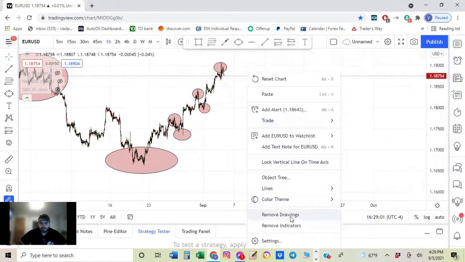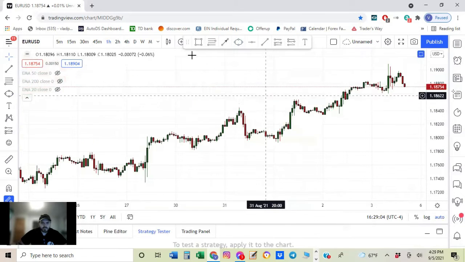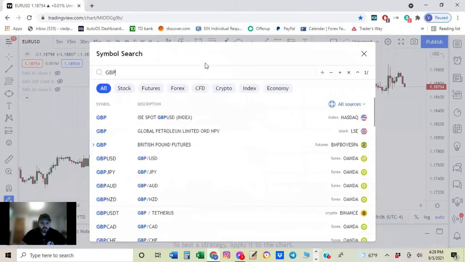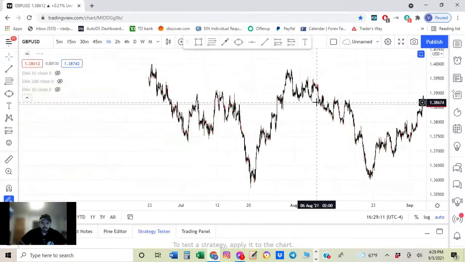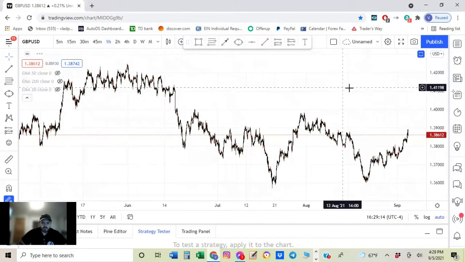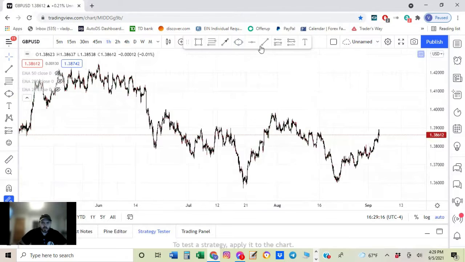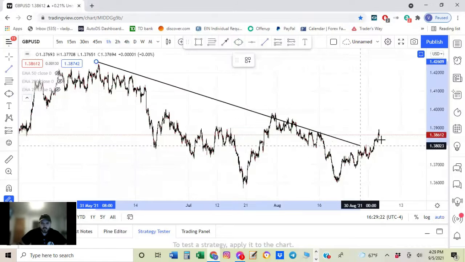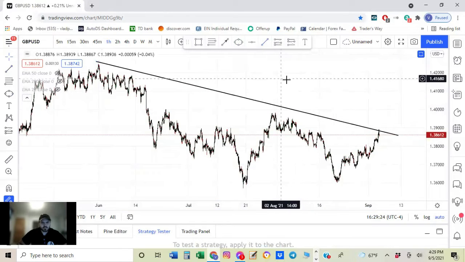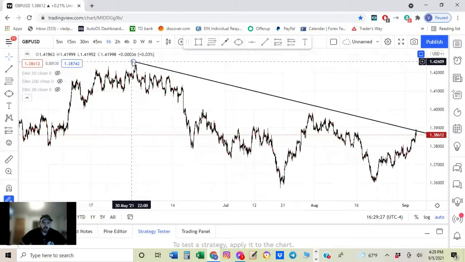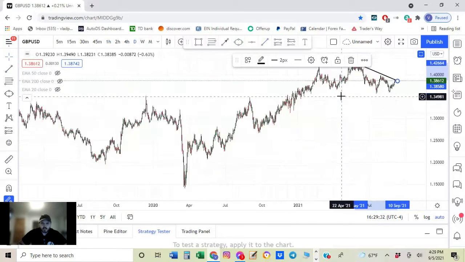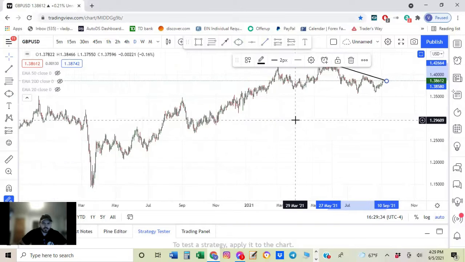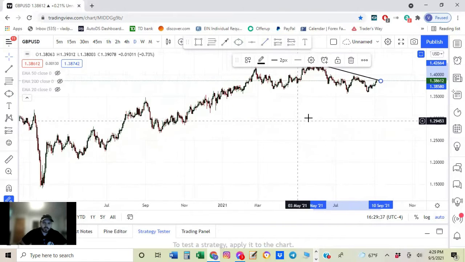So let me go here, drawings. So what we see here is the market on the 1 hour, a smaller time frame. If you look on the daily, it is currently making an uptrend. So it's always good to look from the daily.